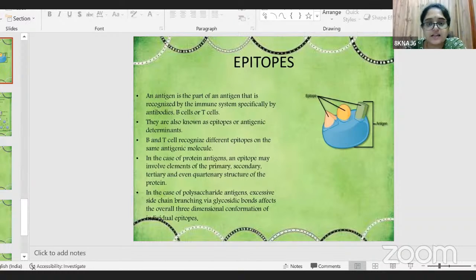B cells and T cells sometimes recognize different epitopes on the same antigenic molecule. So it can be only one antigen, but if there are two or three different kinds of epitopes, then each and every epitope will be able to attach to the T cell receptors or the B cell receptors, and that's when the B cell and the T cell come. They recognize that particular antigen as what it is, and this elicits the immune response.